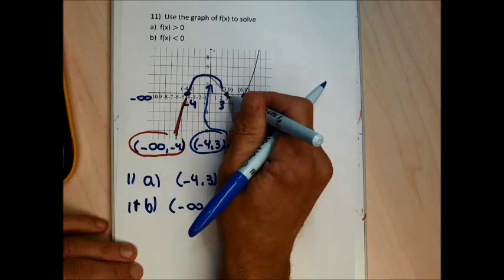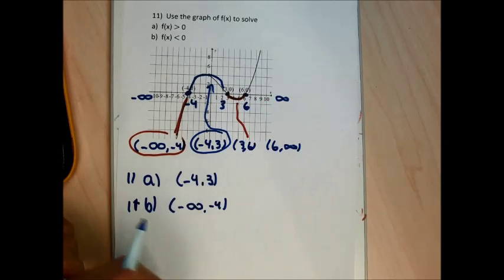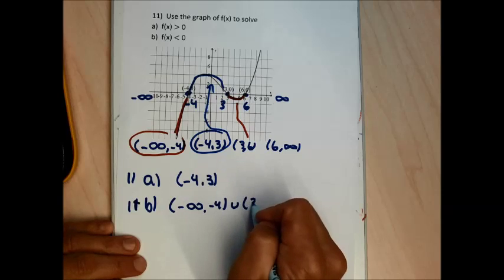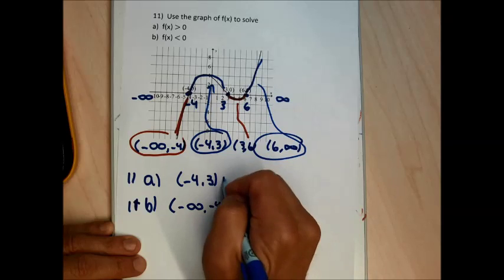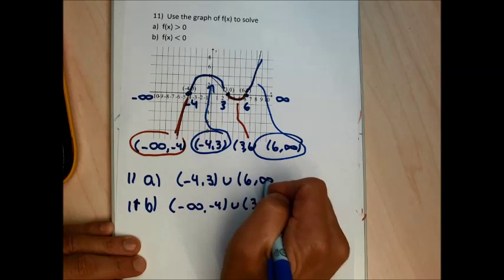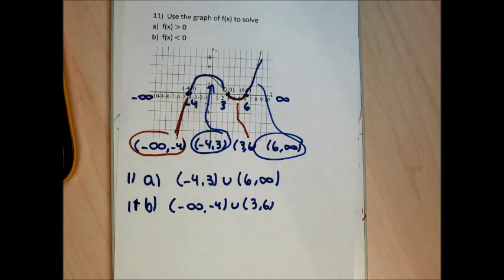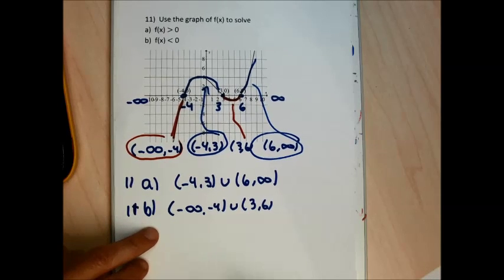The third interval corresponds to that region. The graph is beneath the x-axis, so it goes in part B. And the last interval corresponds to that. It's above the x-axis, so the answer goes in part A. The last few problems are just doing this graphically, or doing it without a graph and creating the graph.